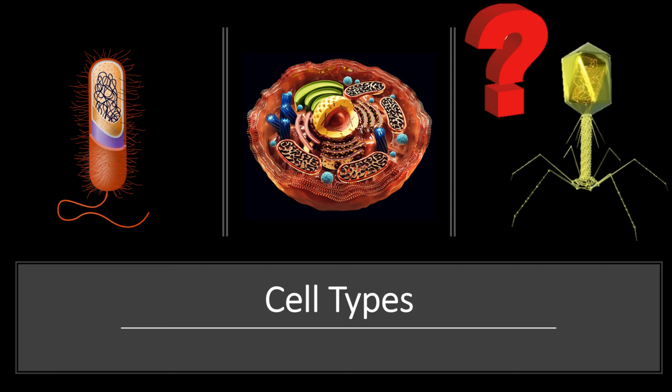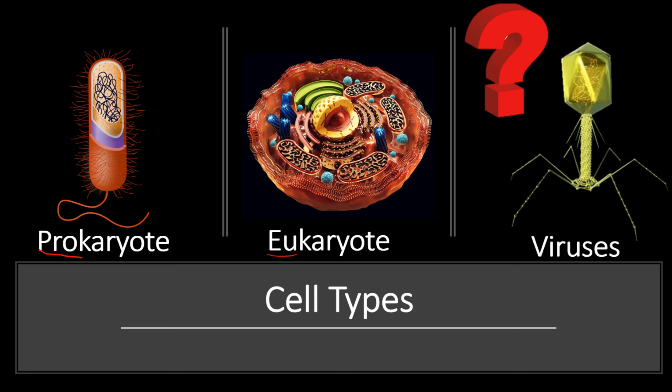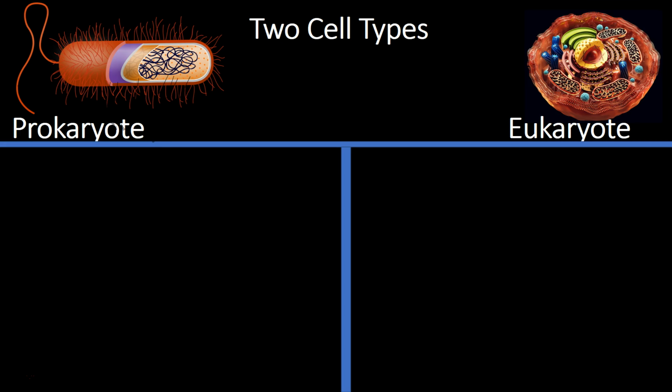And there's actually two cell types that we're going to talk about. The first one is called a prokaryote, and the second one is called a eukaryote. This third one over here off to the right, that's actually not a cell type, that's actually a virus. And viruses aren't considered living things, and we'll talk more about those in just a moment. Well, let's go over the prokaryotes and the eukaryotes.